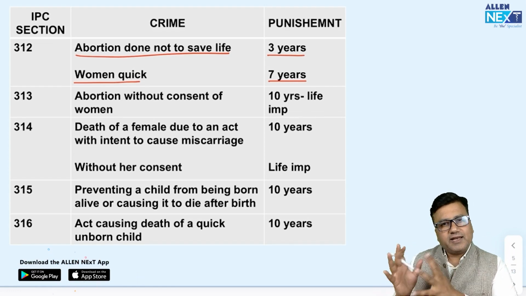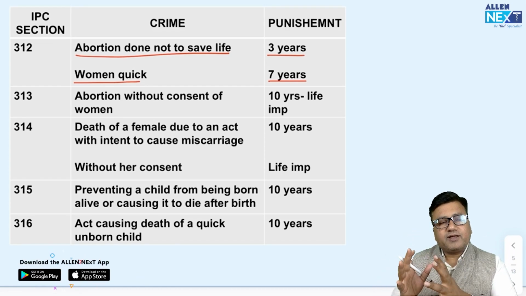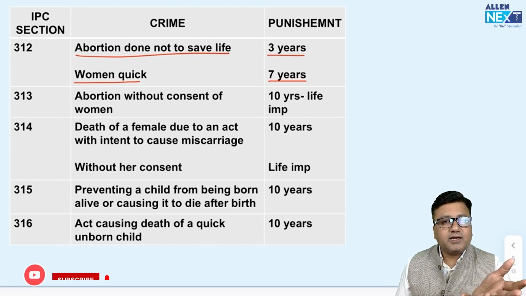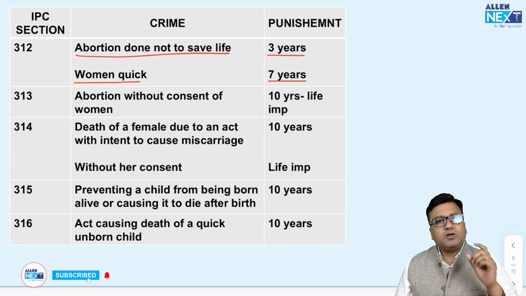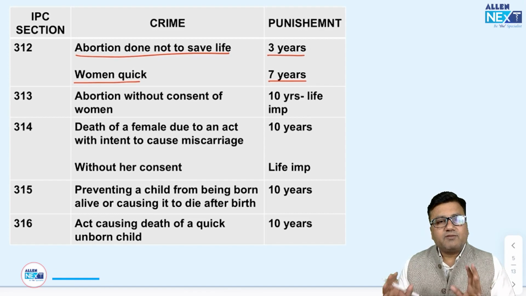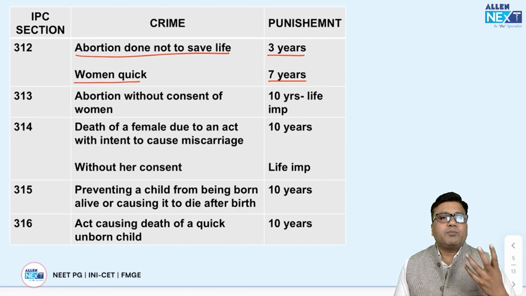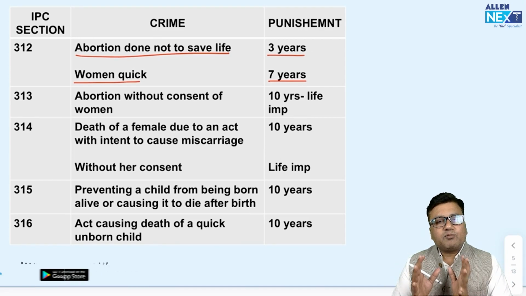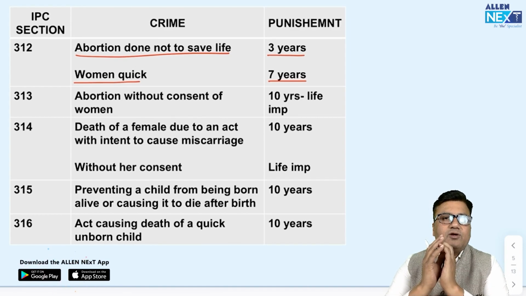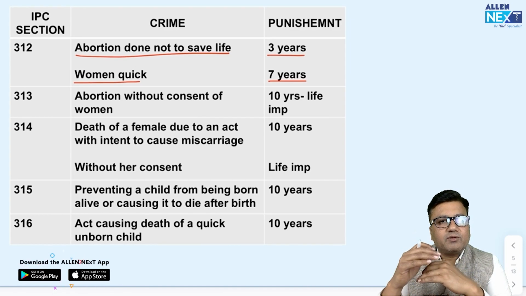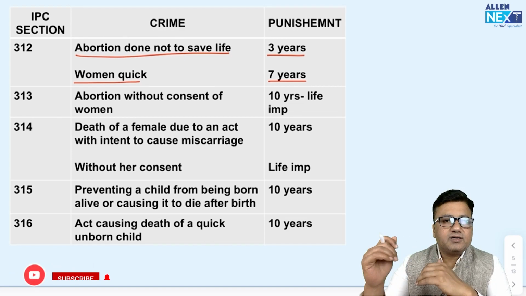The punishment is 10 years. And if the act is done without her consent, the punishment escalates to life imprisonment. 315, as you can see, is punishment for preventing a child from being born alive or causing it to die after birth. Again, the punishment is 10 years.